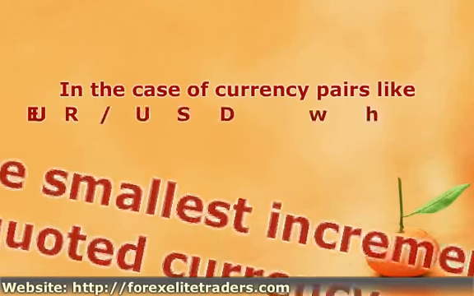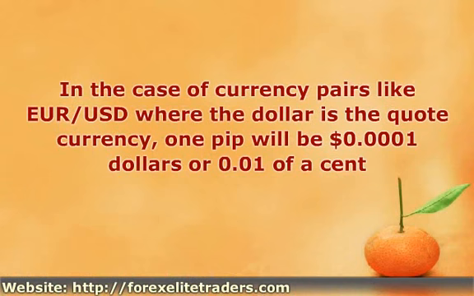In the case of currency pairs like EUR/US dollars where the dollar is the quote currency, 1 pip will be $0.0001 or 0.001 of a cent. This does not sound like much, but even in a mini Forex trading account you will probably be trading in lots of $10,000, so that would be $10 on that position size.